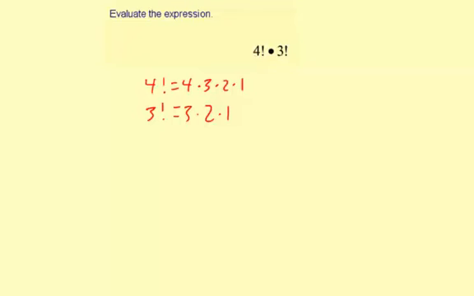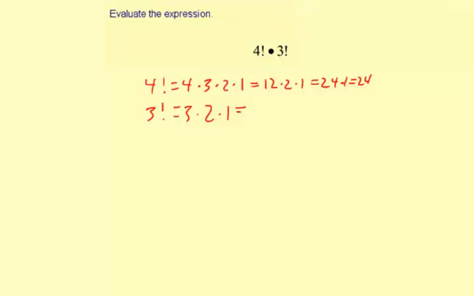So if we're going to multiply 4 factorial times 3 factorial, we can figure out what each of these is separately and then multiply together. So let's see, 4 factorial is 4 times 3 times 2 times 1. So 4 times 3 is 12. And we'll say times 2 times 1. And then 12 times 2 is 24. And then times 1, which is just 24. So 4 factorial is 24.